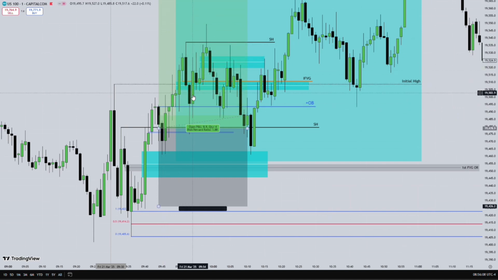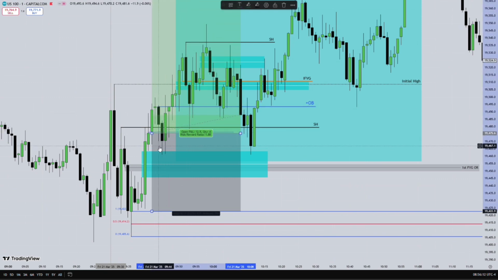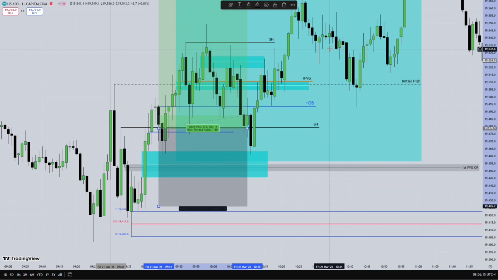So here is the 1-minute order block. That price traded lower to it. Here we can see it. That price has been trading to it. Oh, excuse me.